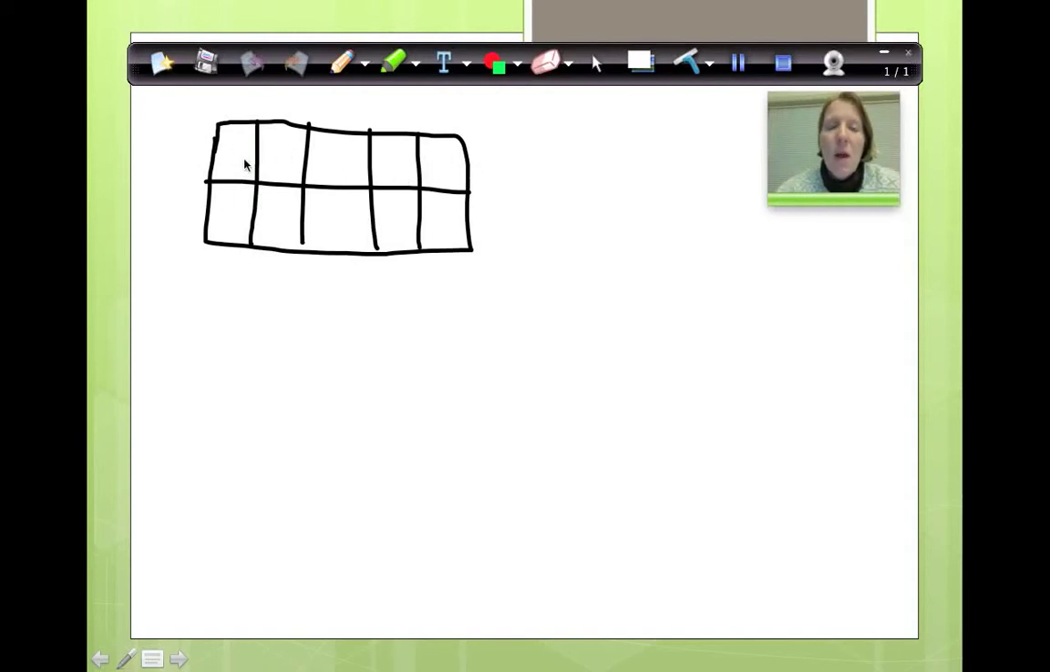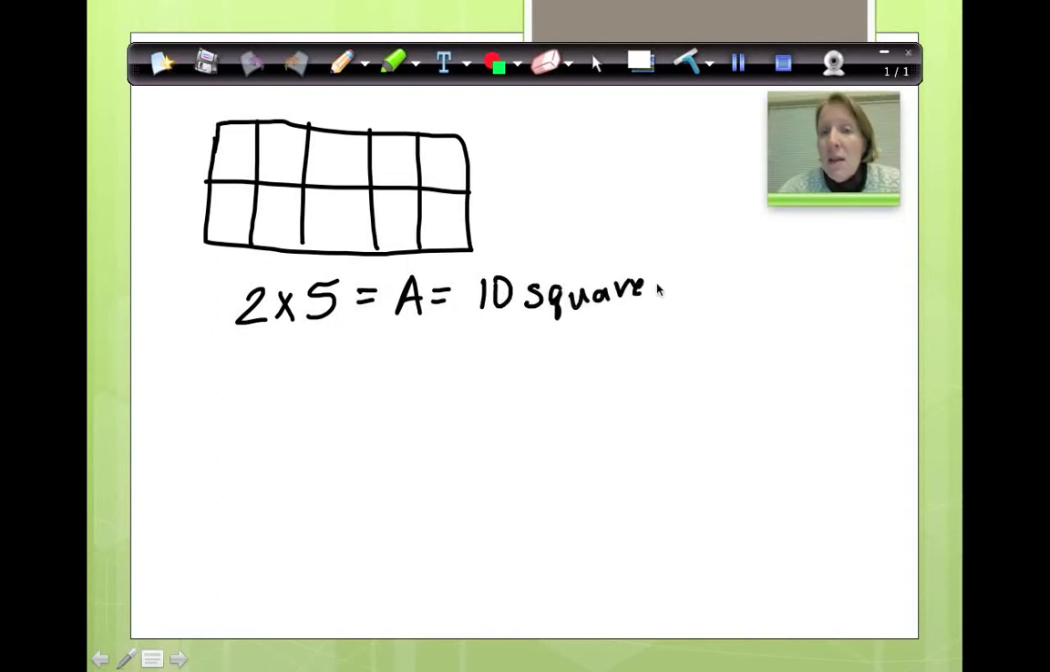So this would be 2 groups of 5, which would give me the area of what? 10 square. Now, do you know what? I just happened to tell you that these are square inches. I'm going to use the short version of it. So my area is 10 square inches for this rectangle.